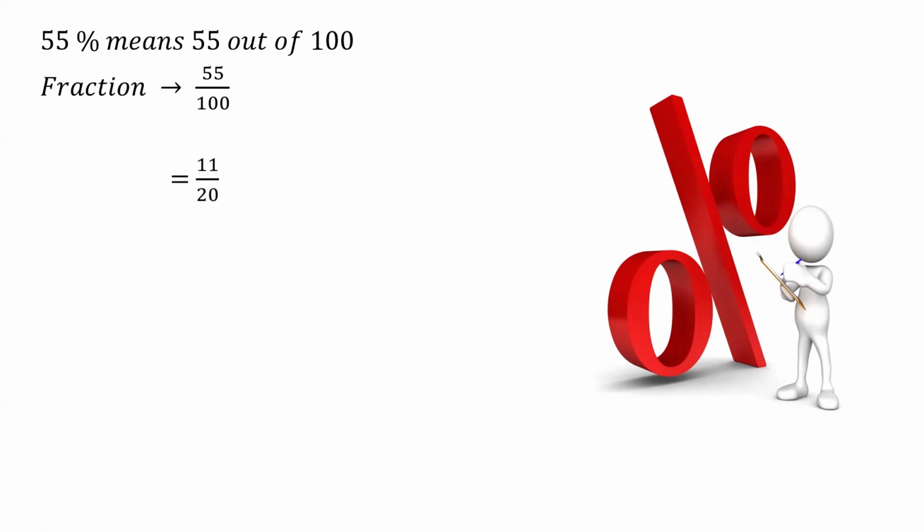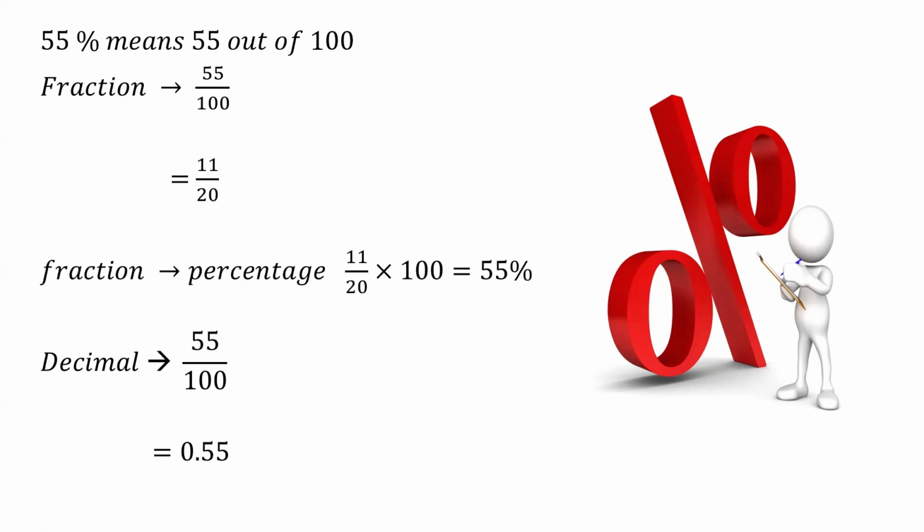And let's see how we are going to write it as a decimal. Decimal is also the same thing. You have to divide by 100, and you give it as 0.55. And now let's see how we turn the fraction to percentage. After you simplify, we got the answer as 11 over 20. Here again you multiply by 100. When you multiply by 100, you will get the answer as 55 percentage. Likewise, for decimal to percentage conversion also, you multiply by 100 and then we will get the answer as 55 percentage, right?